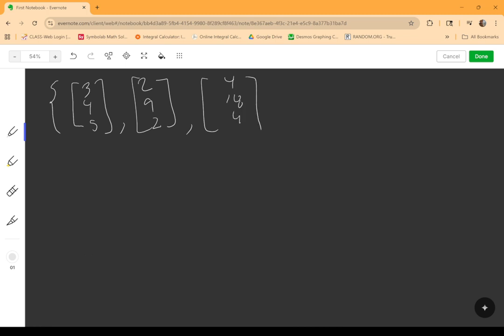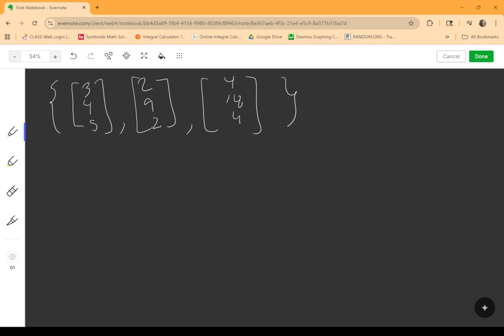Okay, so now the question becomes, if we're given a set of vectors, how do we determine whether that set is linearly independent? So here, let's say my set was the set defined by the vectors (3, 4, 5), (2, 9, 2), and (4, 18, 4).